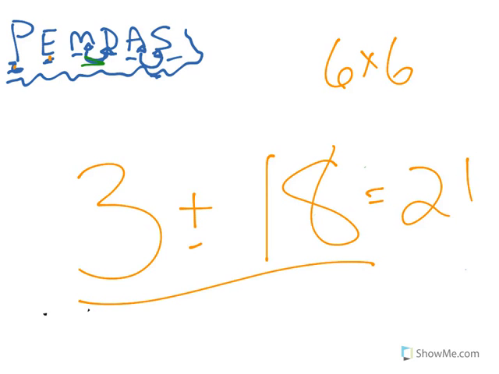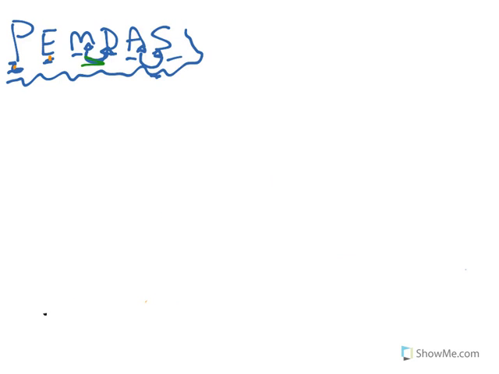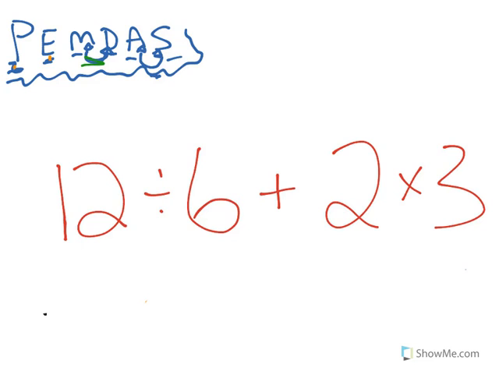So that's our solution. I'm going to do one more quick to show you the left to right part of multiplication, division, addition, subtraction. So here's the next problem. It says 12 divided by 6 plus 2 times 3. So do I have any parentheses? No. Do I have any exponents? No. So I go to multiplication and division from left to right.